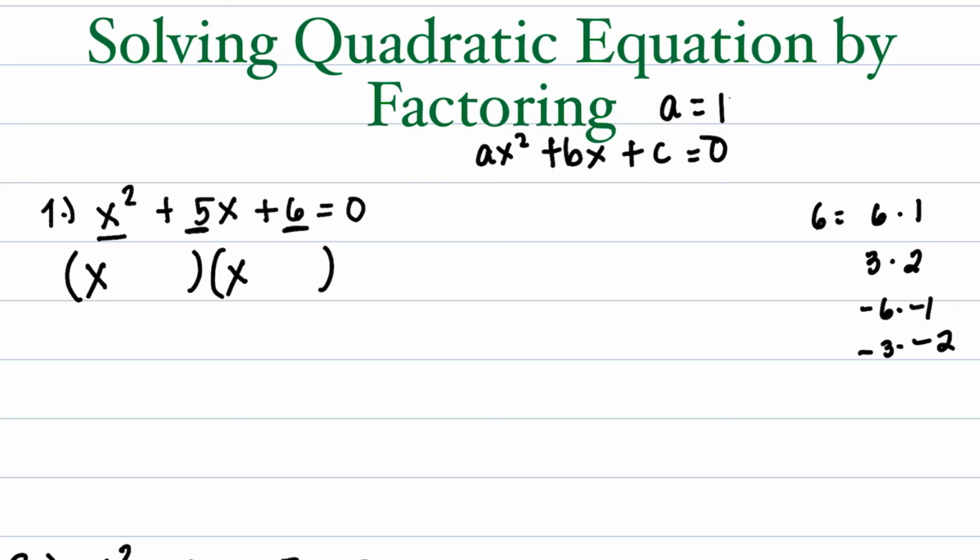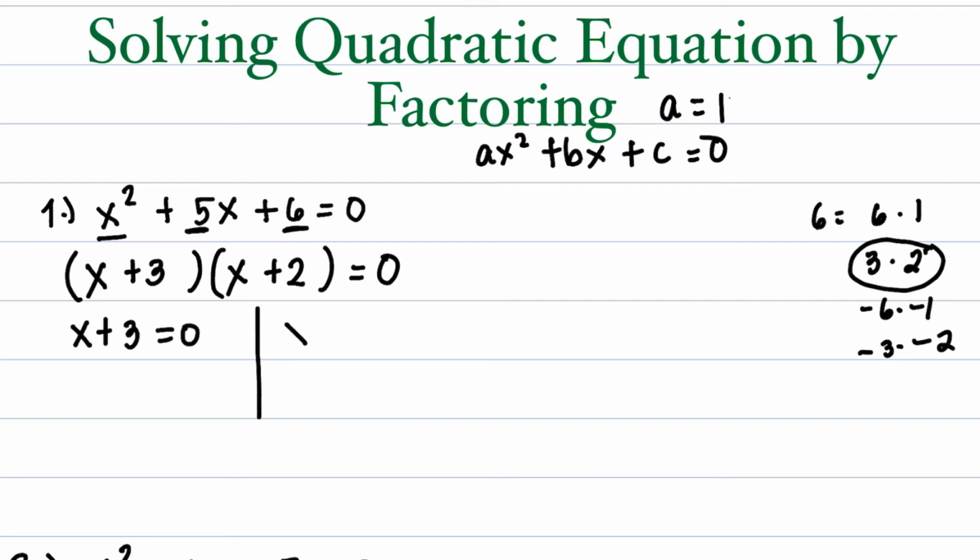So, try natin yung una, 6 plus 1, 5 ba yan? Okay, hindi. So, 3 plus 2, that is 5. So, therefore, ito ang gagamitin nating factors. So, write lang natin dito, plus 3 and plus 2, since positive factors sila. Then, equal to 0. Okay, applying the zero product property, pwede nating i-equal sa 0 yung bawat factor. So, that is x plus 3 is equal to 0 and x plus 2 is equal to 0.